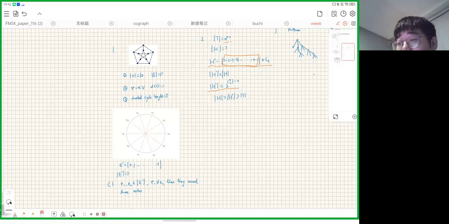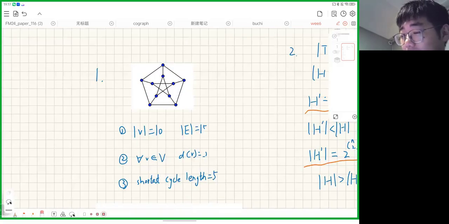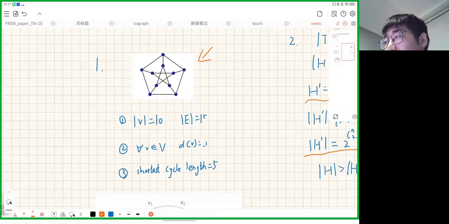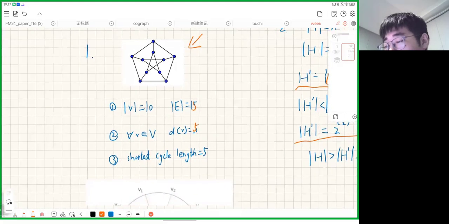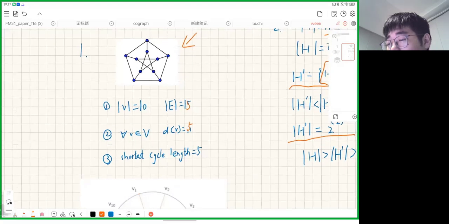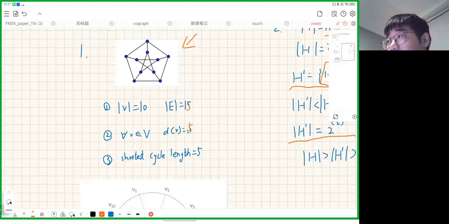Let's begin. So basically, this graph is what the Petersen graph looks like. It has some features. It has a total of 10 vertices and 15 edges. For every vertex, the degree of the vertex is 3. And the shortest circle length inside the graph is 5. So it means you cannot find any circle with length less than 5.